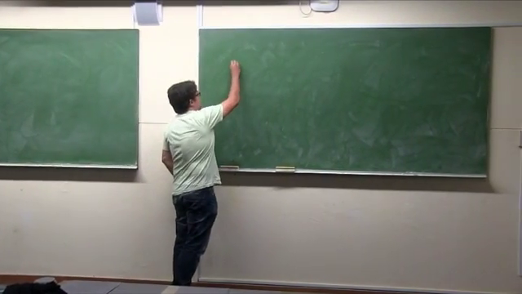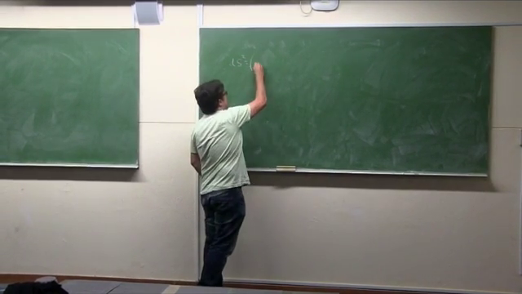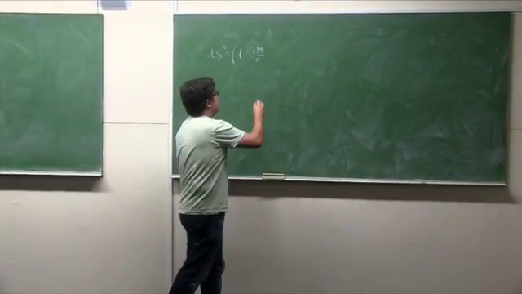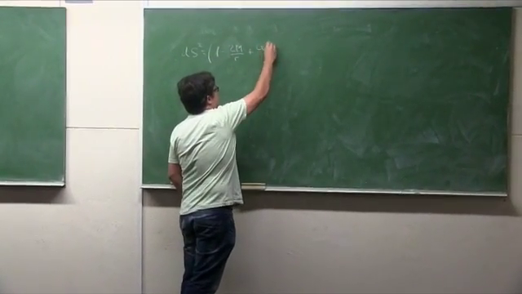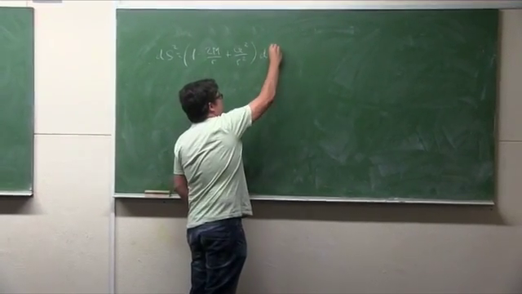So the line element that we have for the Reissner-Nordström space-time is the Schwarzschild piece, and there is another term, Q squared divided by r squared, dt squared.